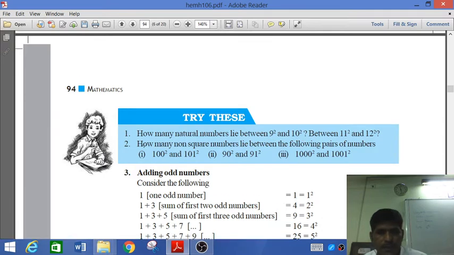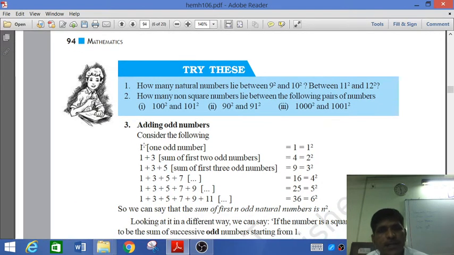Now one more trick. By adding odd numbers we can get a perfect square. 1 is an odd number, so 1 square is 1. Now how many numbers are there? 1 and 3, 2 numbers are there. So 2 square is 4. 1 plus 3 is 4, that is 2 square. Now 1 plus 3 plus 5, how many numbers are there? 3. So I have to write 9. If I add 1 plus 3 plus 5, that is 9. 9 is the square of 3.